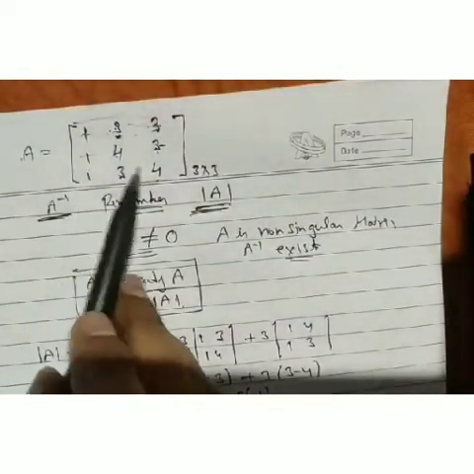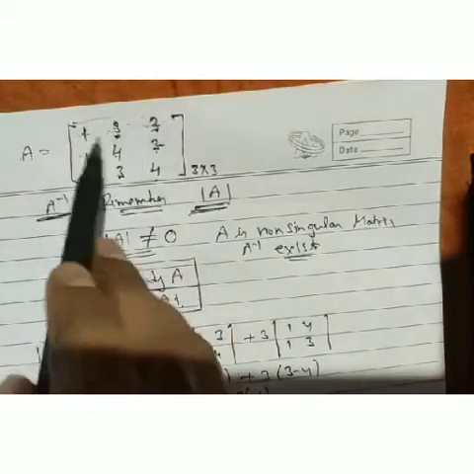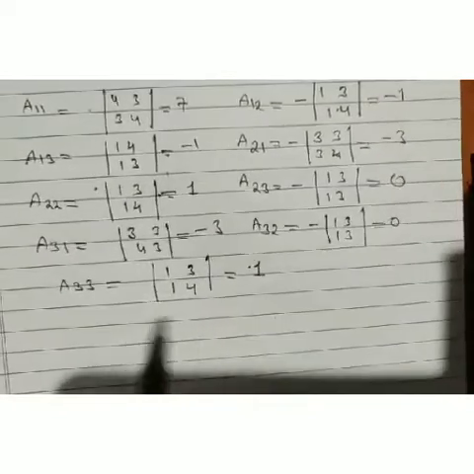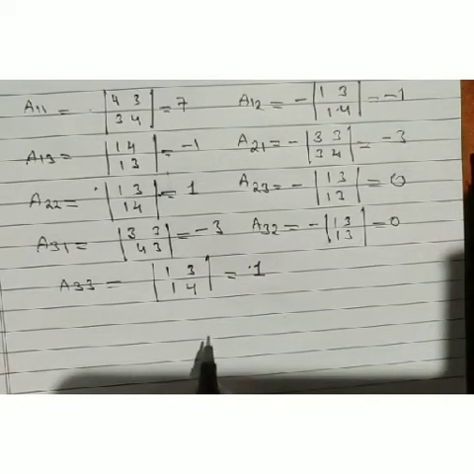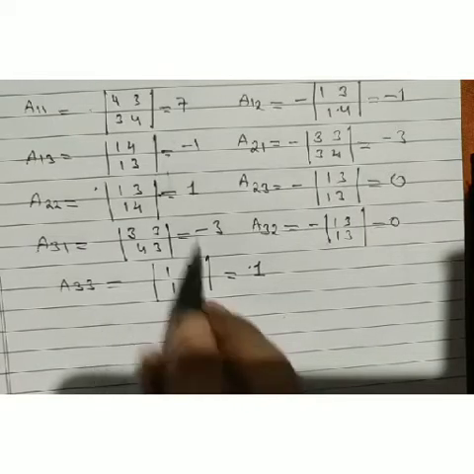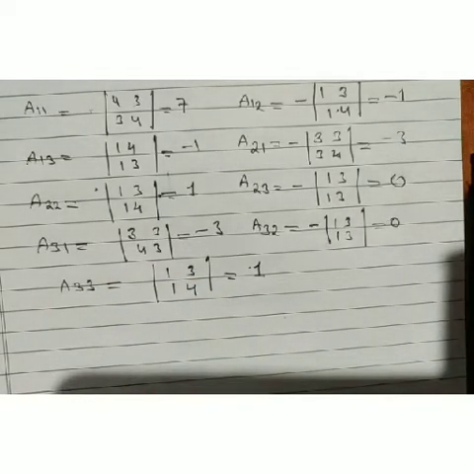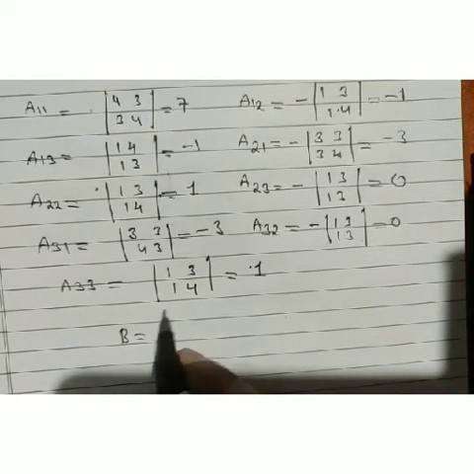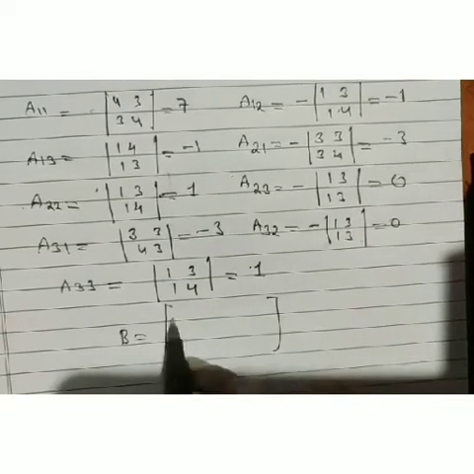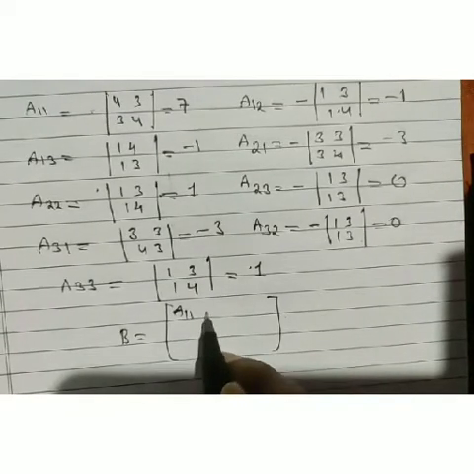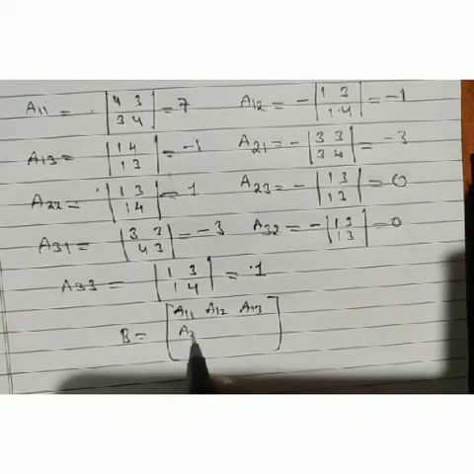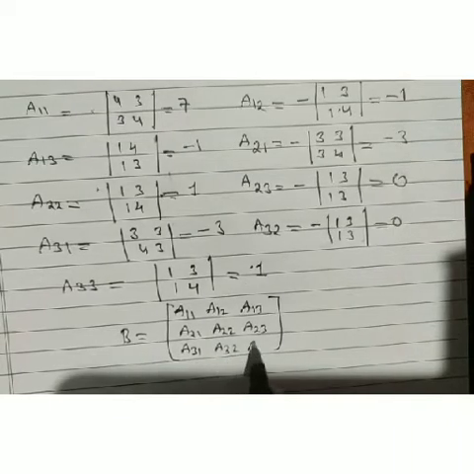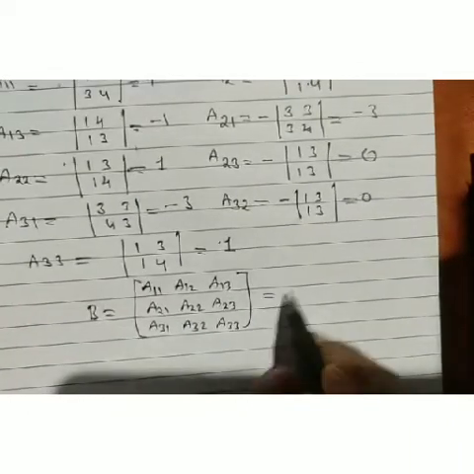Now what do we do? First of all, we have a square matrix there. We are going to find out all the cofactors of each element. Now after getting cofactors, what do we do? We are going to find out the adjoint of A. How can we find the adjoint of A? First of all we are going to form a matrix B of cofactors. What are cofactors? A11, A12, A13, A21, A22, A23, A31, A32, A33, for which we get the values there.